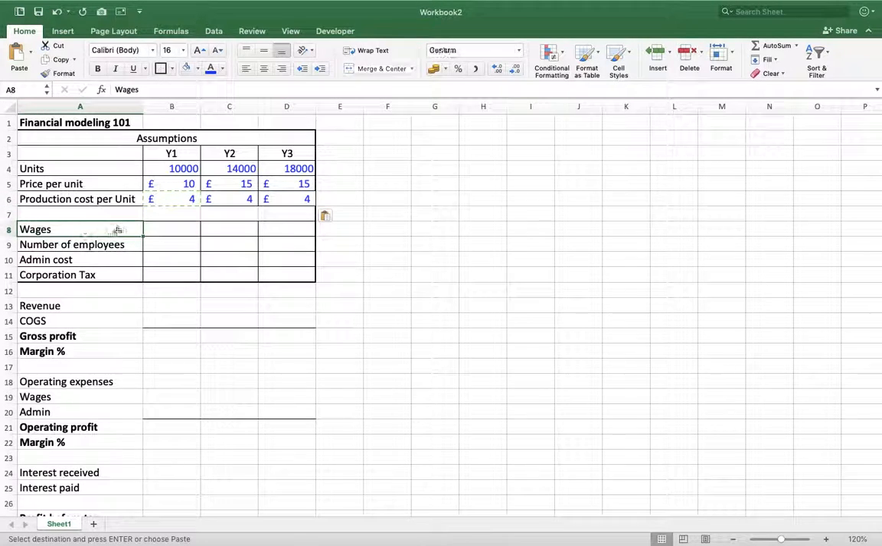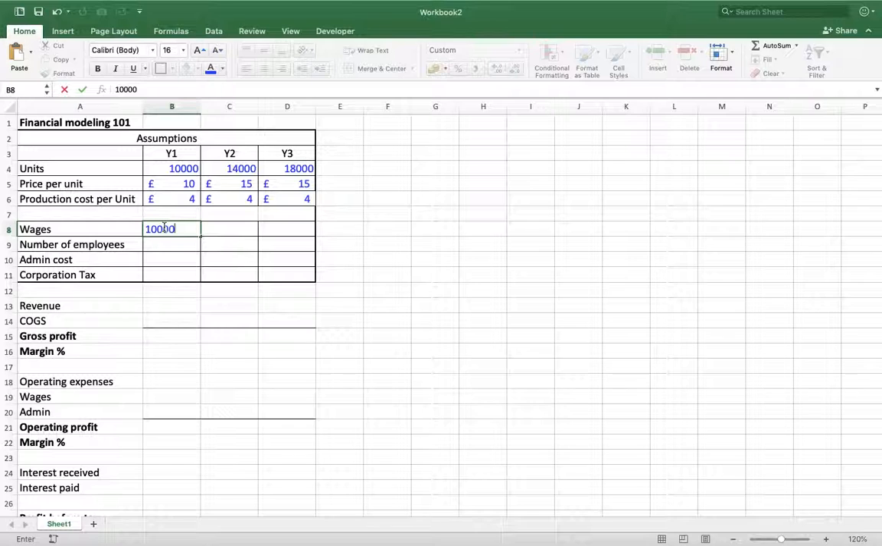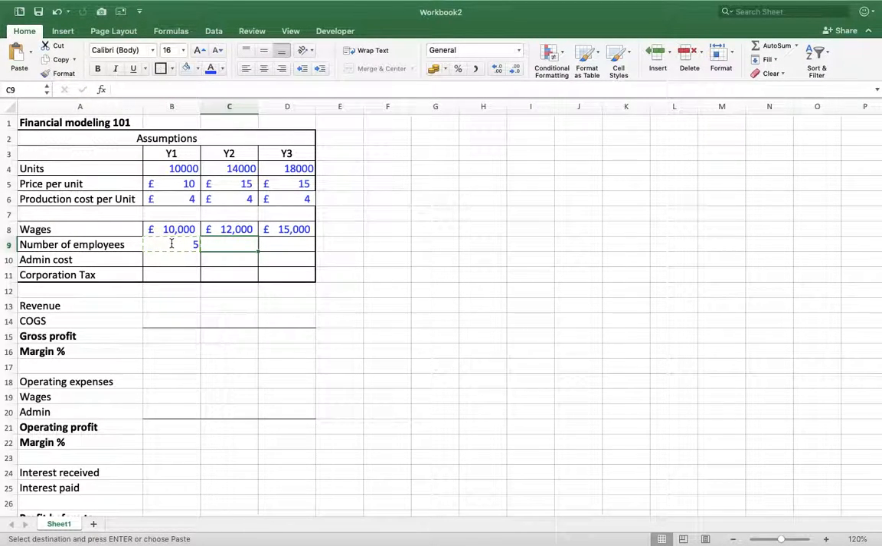And we've got the wages, salaries. It's a yearly salary. Let's make it a bit realistic. We've got £10,000 salary the first year, the second year 12,000, the third year £15,000. And the number of employees to do this job, we need, for example, 5 employees each month. So we just copy this and paste that here.